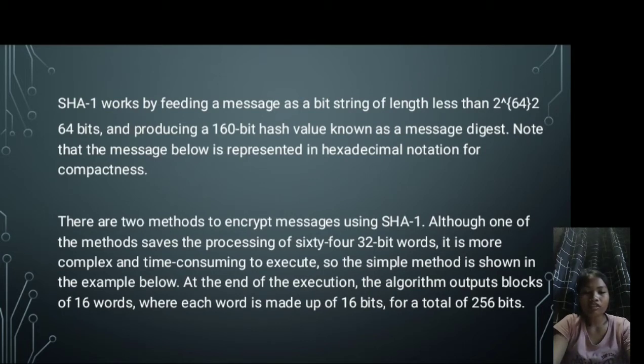There are two methods to encrypt a message using SHA-1. Although one of the methods saves the processing of 64 32-bit words, it is more complex and time-consuming to execute, so the simple method is shown in the example below. At the end of the execution, the algorithm outputs blocks of 16 words, where each word is made up of 16 bits, for a total of 256 bits.